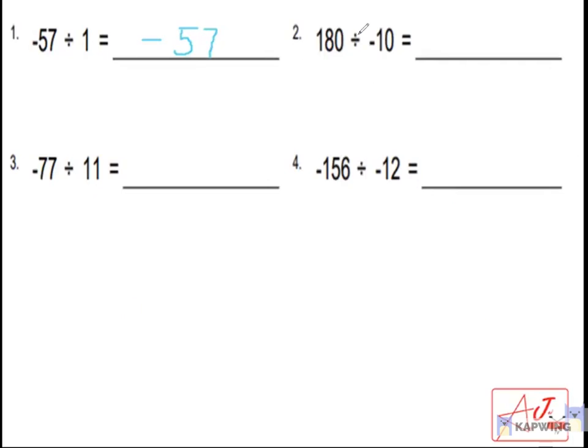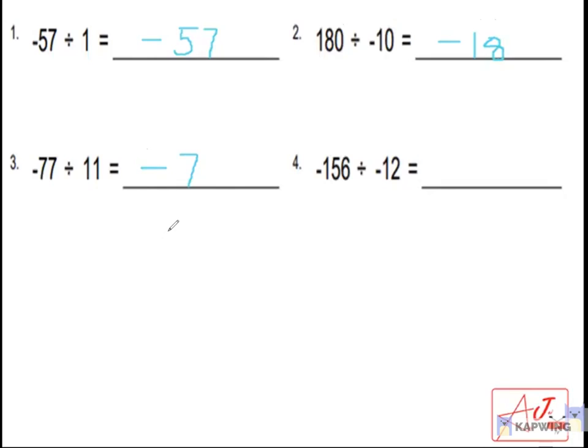Number 2, magkaiba ulit sila ng sign kaya negative na naman. And 180 divided by 10 is 18. So therefore, ang answer natin for number 2 is negative 18. Number 3, negative 77 divided by 11. Magkaiba ulit ng sign, kaya negative yan. So 77 divided by 11 is 7. So that's why ang answer natin sa number 3 ay negative 7.